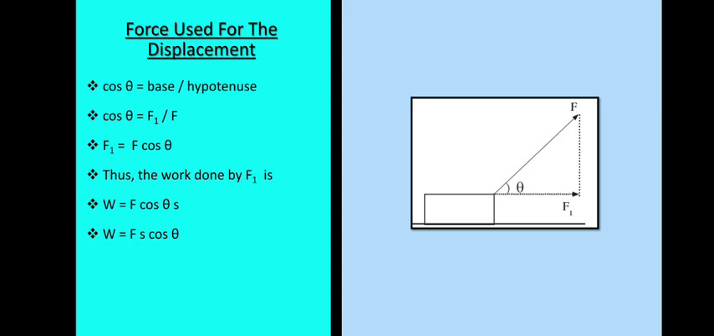Now force used for the displacement. Now cos theta, this angle we are trying to find out, base upon hypotenuse. So base is F1 and hypotenuse is F. So this will give you F1 is equal to F cos theta just by changing the sides. Thus the work done by F1 is W is equal to F cos theta into S. Followed? And then if you see, work done is equal to force into displacement, right? So force into S cos theta. Followed?